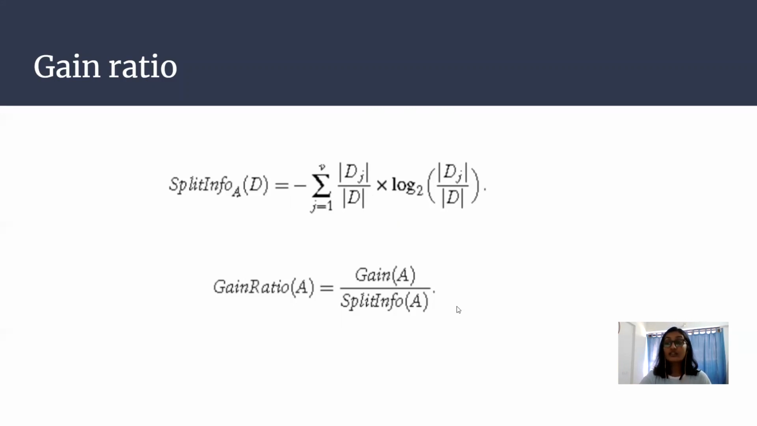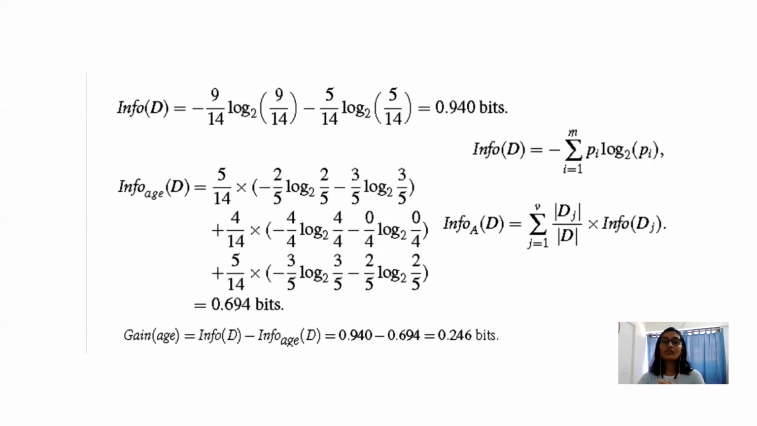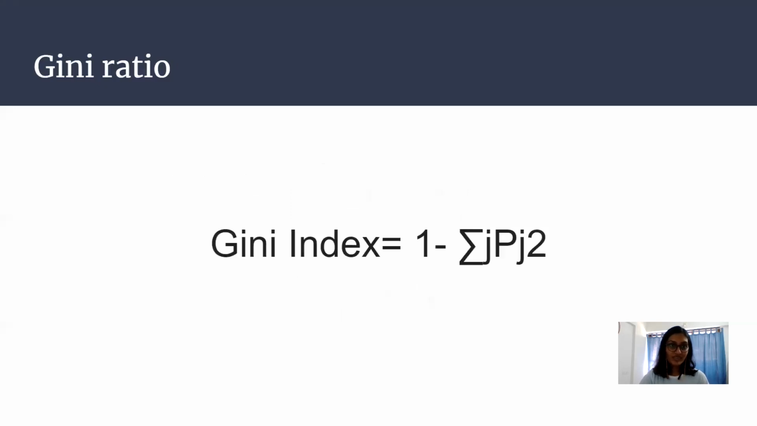Thereafter, we divide by it, thus normalizing it, and the attribute with maximum gain ratio is selected as the splitting attribute. Then the same process as we discussed, we calculate for age, income, student, credit rating, then we compare the gain ratio, and thereafter we make the whole tree.